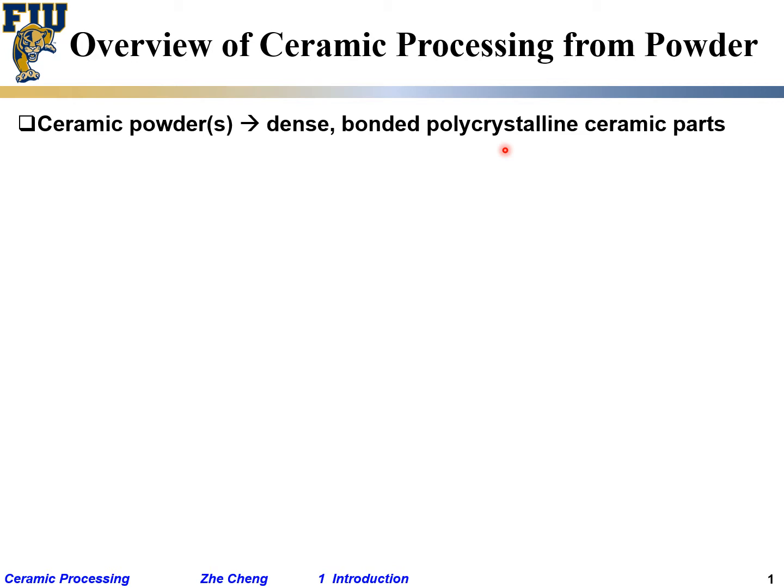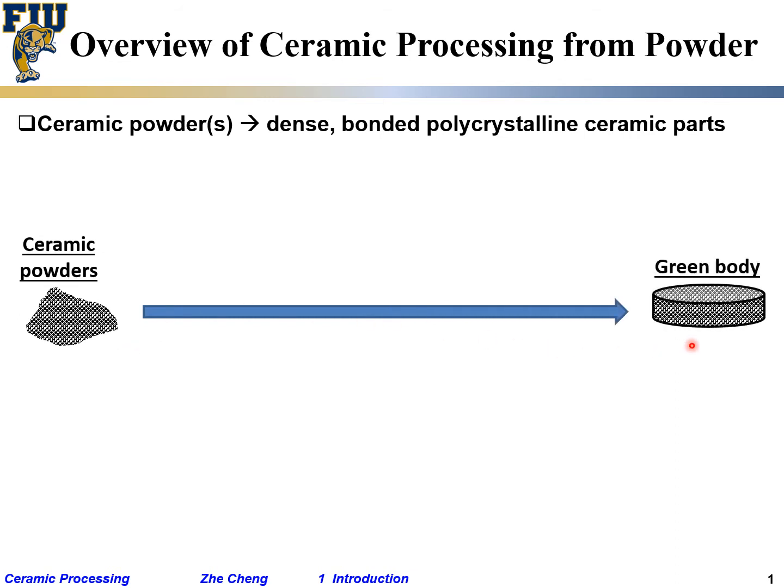There are situations where we want porous, but for many cases we want dense because dense ones give us the mechanical strength. Bonded, I don't want loose powder. Polycrystalline ceramic part. That's what this course is about. Ceramic powder, as we see, powder, okay.